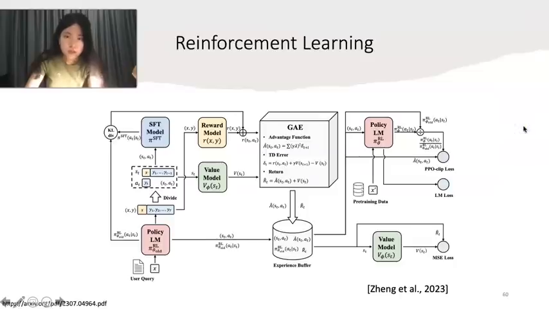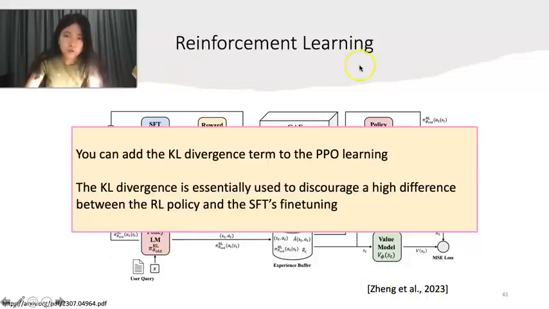And this is a pipeline taken from a paper this year to show how you do your PPO training. And just to know that you can add this KL divergence term to your PPO learning. This KL divergence term is essentially used to discourage a high difference between the RL policy and the SFT's fine-tuning. So you don't want your SFT model to be very different after you apply reinforcement learning.